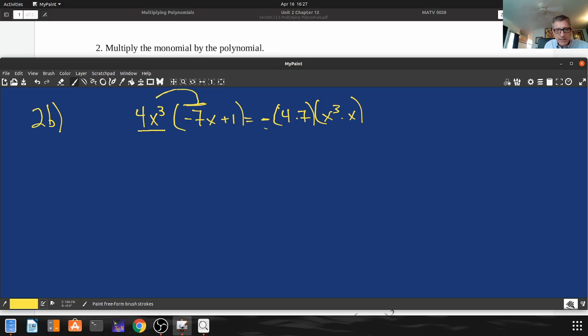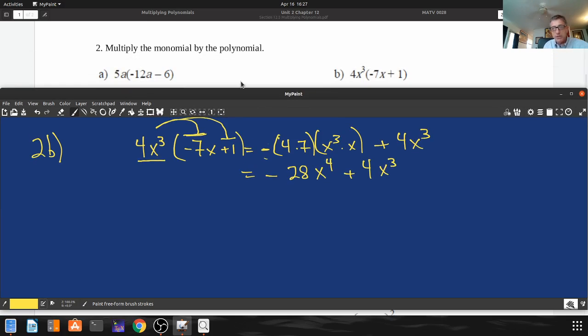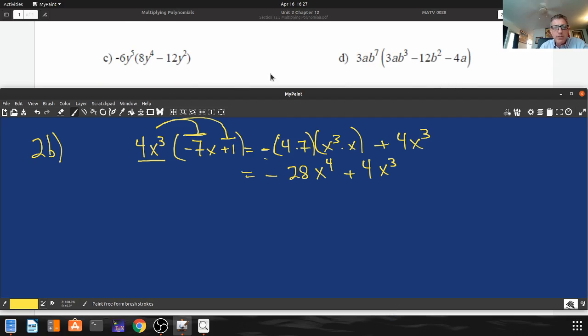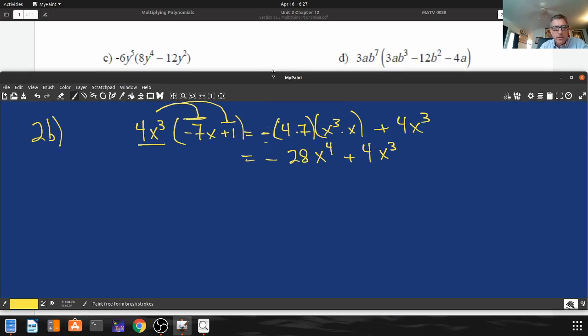Now I'm going to take that same term and multiply it by 1. But that's easy. Anything multiplied by 1 is just that term. So minus 4 times 7 is 28. X cubed times x is x to the 4th. Plus 4x cubed. So again, just basic repeated uses from here on out. It's going to be repeated uses of distribution.